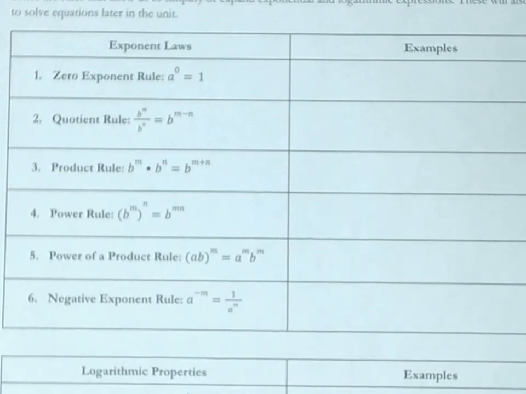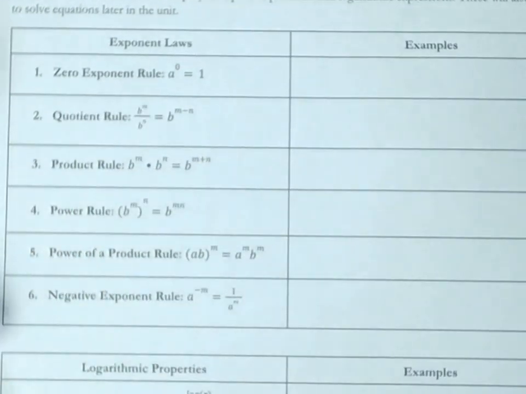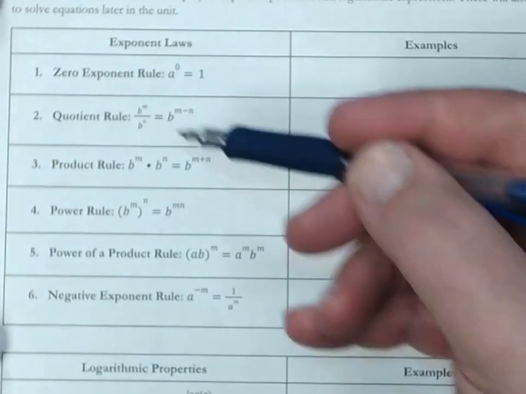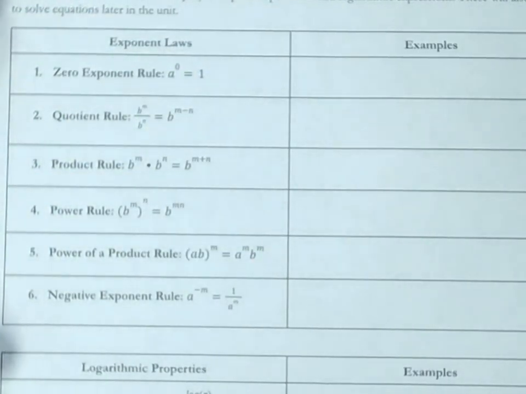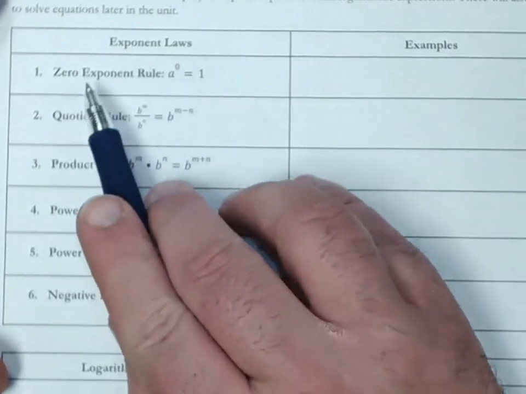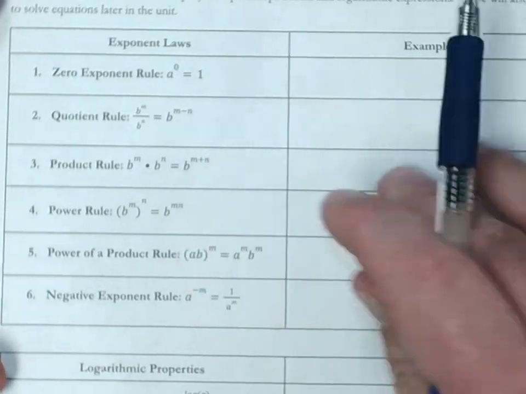Now, these are laws you should have seen in Algebra 1. So this first part should be a review. The first one is the zero exponent rule. And by the way, I am not expecting that you're going to remember the names of any of these. I just need you to remember the laws themselves. So the zero exponent rule says anything to the zero power is 1.